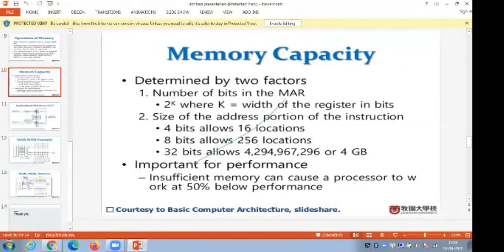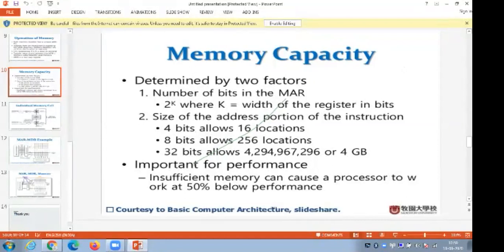The second one: a size of the address portion of the instruction of 4 bits allows 16 locations. Then 8 bits allows 256 locations. 32 bits allows 4,294,967,296 or 4 GB locations. This is the way the locations are placed in the memory. It is also important for performance: insufficient memory can cause a processor to work at 50% below performance.